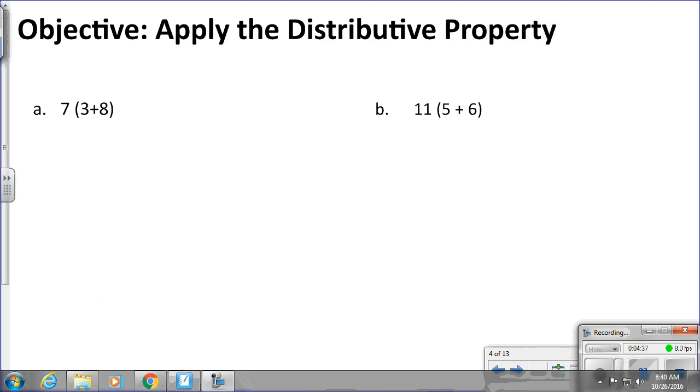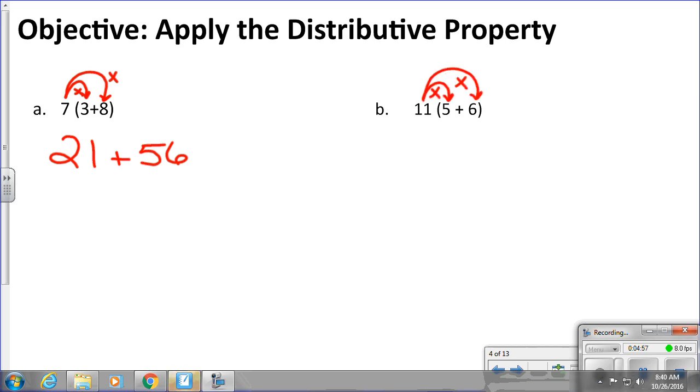Applying the distributive property is one of the easiest things. It's outside multiplied by inside, outside multiplied by inside, and that's it. Nothing further. So 7 times 3 is 21. 7 times 8 is 56. And I'm done. 11 times 5 is 55. 11 times 6 is 66.